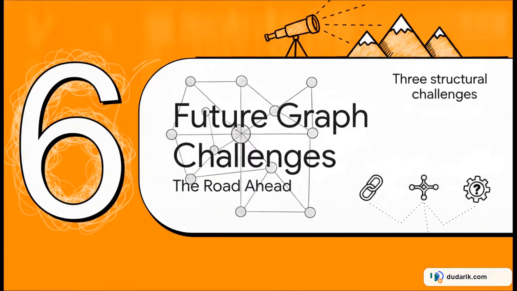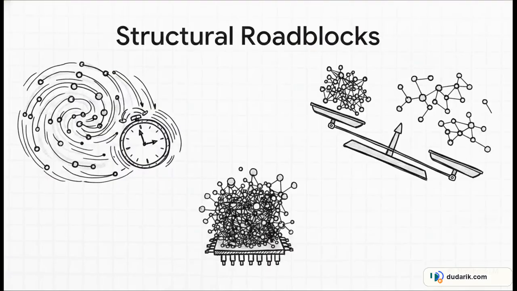Finally, Section 6. Future graph challenges. The industry is currently wrestling with three main roadblocks. First, dynamic graph handling. Real-world networks are constantly evolving, yet we kind of lack solid temporal benchmarks to measure how models adapt over time. Second, evaluation fragmentation. Depending on the framework you use, link prediction metrics are calculated differently, which makes it super hard to compare models fairly. And third, memory-bound inference.